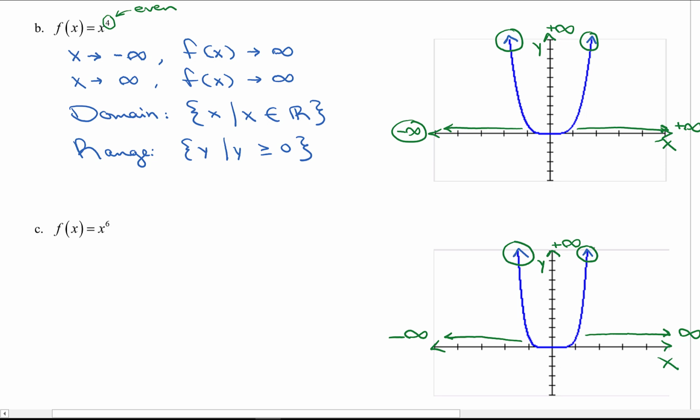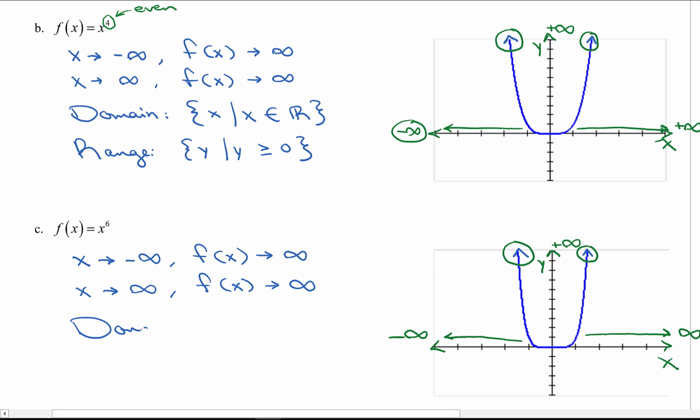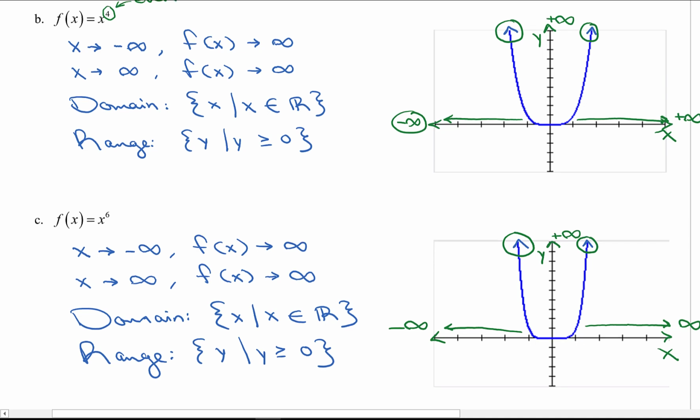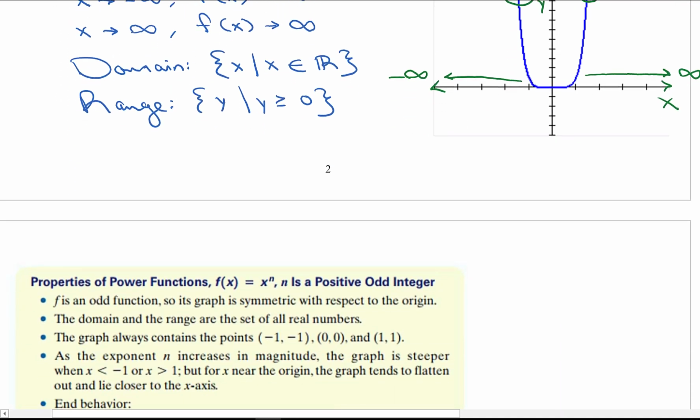So let's go ahead and write that down again. As x approaches negative infinity, f of x is going to approach infinity. And as x approaches infinity, f of x is going to approach infinity. Our domain for this particular function is all the reals. And our range is going to be the set of all y such that y is greater than or equal to 0. There we go.